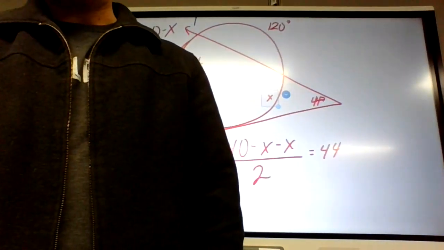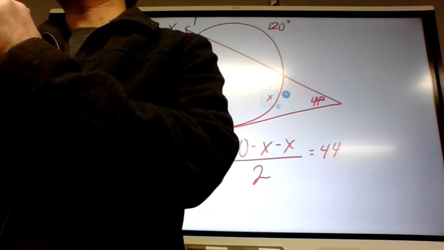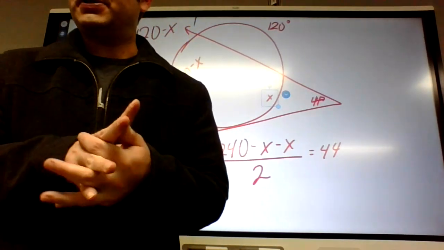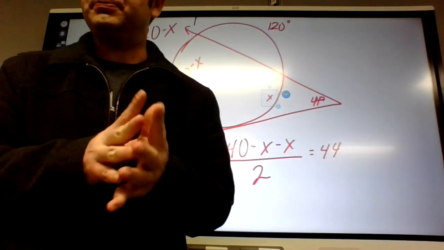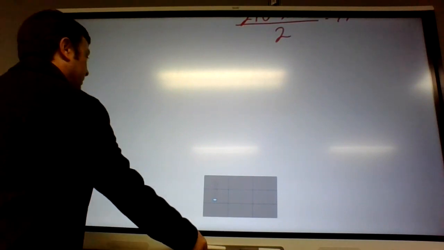Number 11, represent the inverse. Okay, what happens with inverse functions? The x and y switch. So 11's going to be like the easiest problem. All you do is switch the x and the y values.